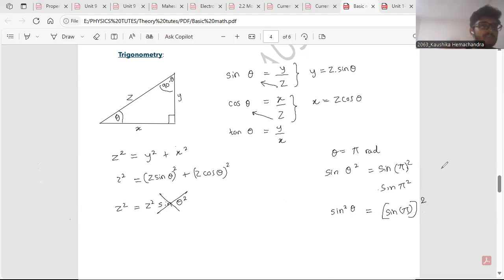If you square the angle instead, taking the angle as pi, that will not be equal to the square of the sine value. Those two give different answers.